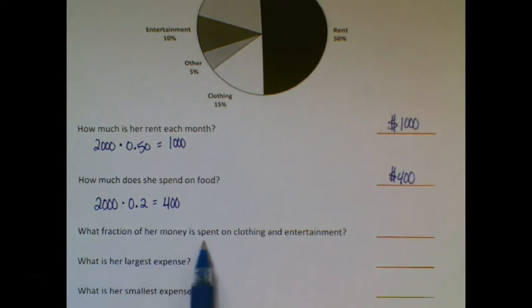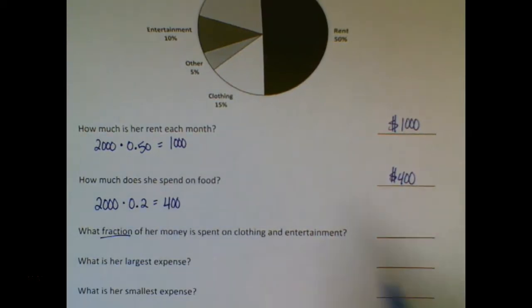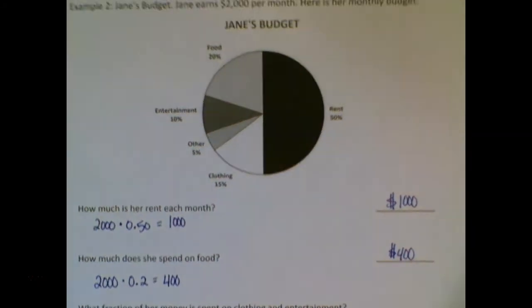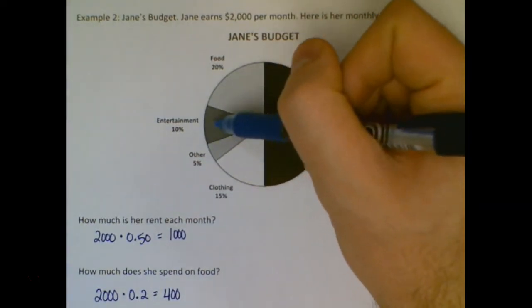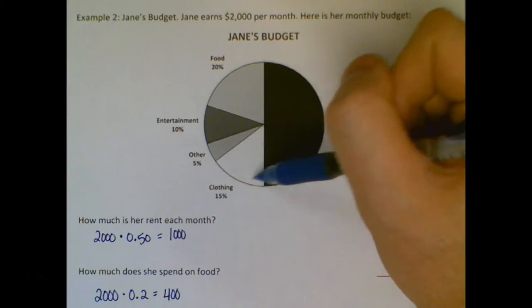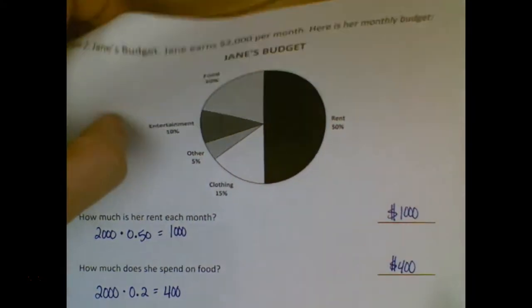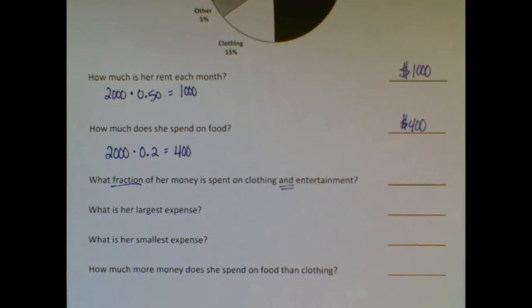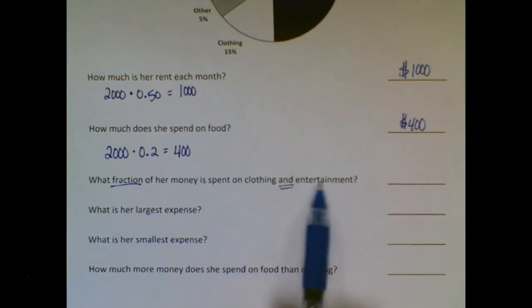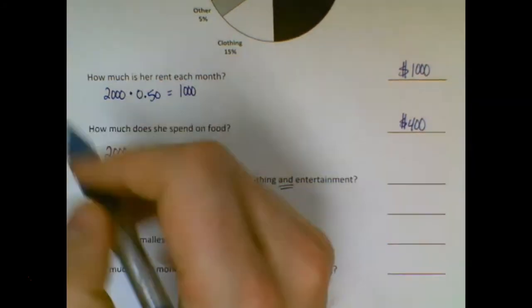All right, what fraction of her money is spent on clothing and entertainment? Couple important things here. Fraction and the word and. We are not going to be figuring out the actual amount of clothing and entertainment right now. We're going to figure out what fraction of it is. So if we're taking a look at this, we're talking about this slice and this slice. What fraction of the entire circle graph are those two things? So what we're going to do is this. We're going to start out with figuring out the percents that she's spending here. Clothing is 10%.